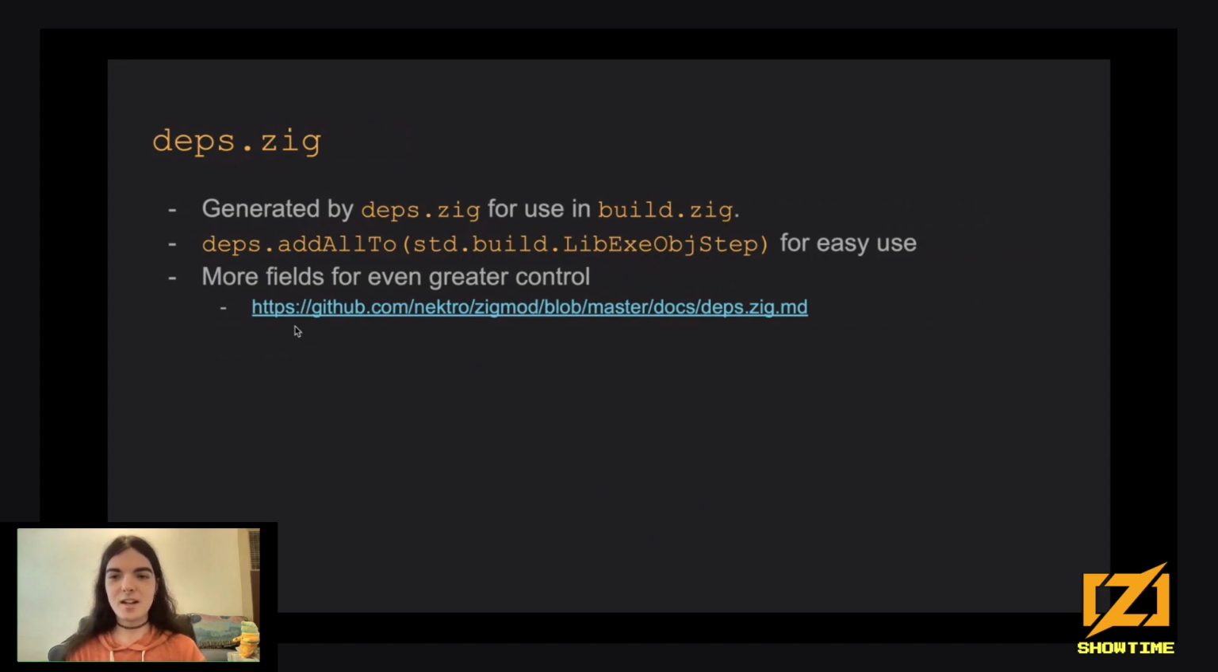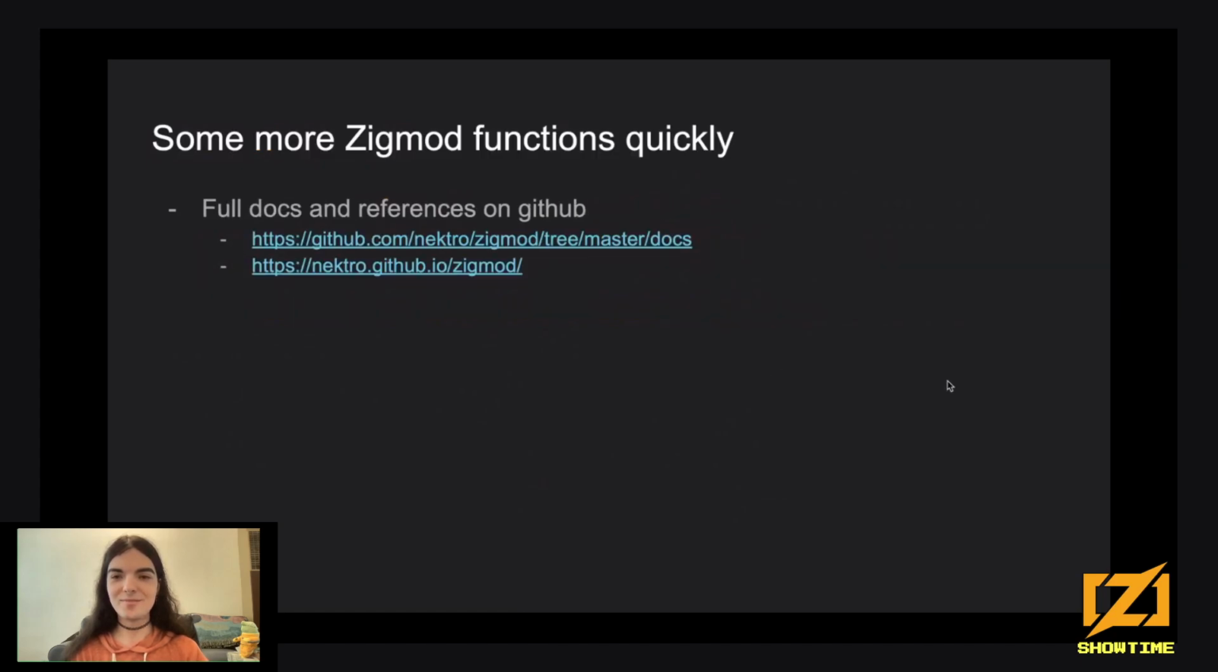There's deps.zig, which is generated by, oh, that's wrong. So this is generated by Zigmod fetch, and then it's used in build.zig. There's a nice handy helper function. So you can import deps and then add all to, and then just put in an exe or a lib, and then you're good to go. It'll add all of the C code that was imported, all of the packages, and it'll do all of it for you. And then there's also a reference. So those are the main core loop, I guess, of Zigmod.